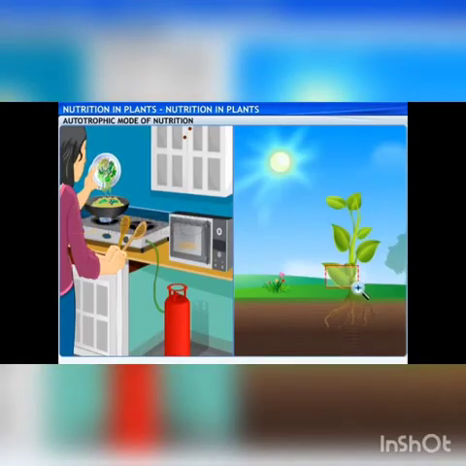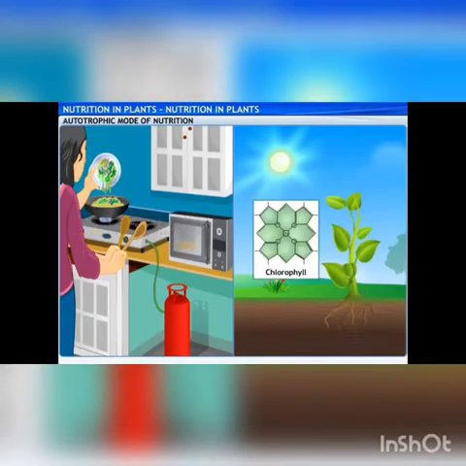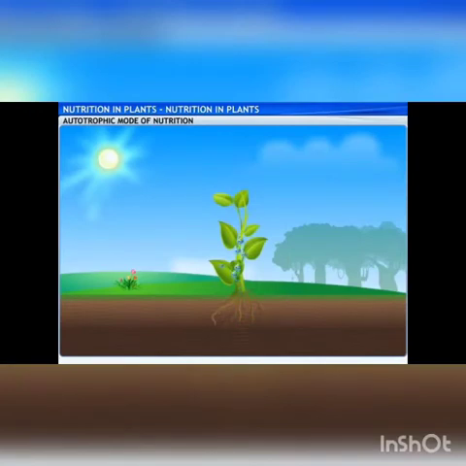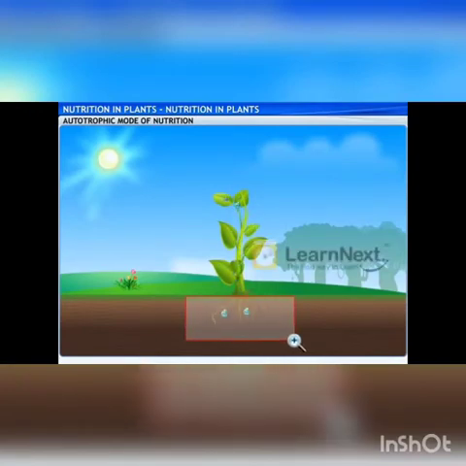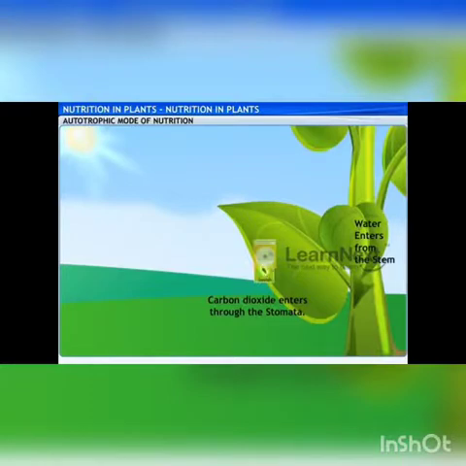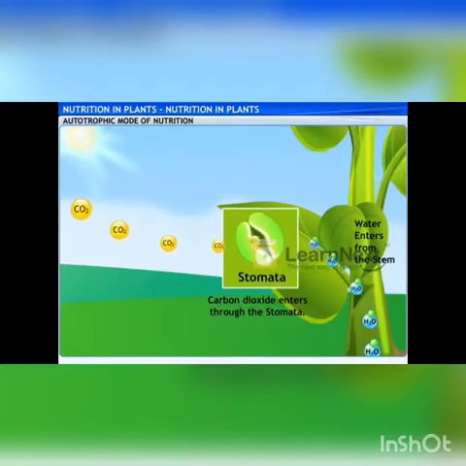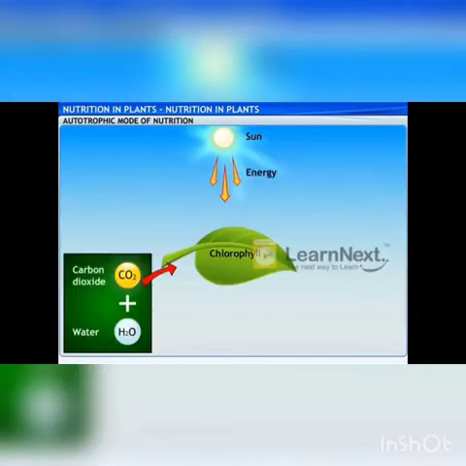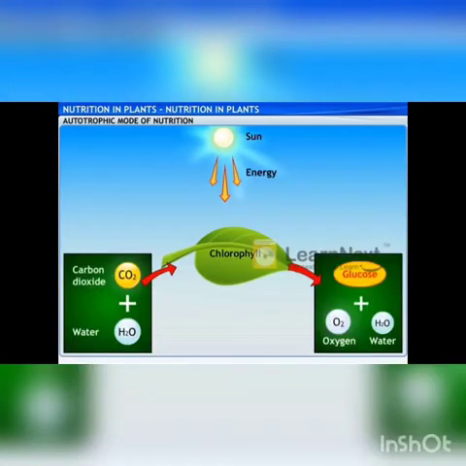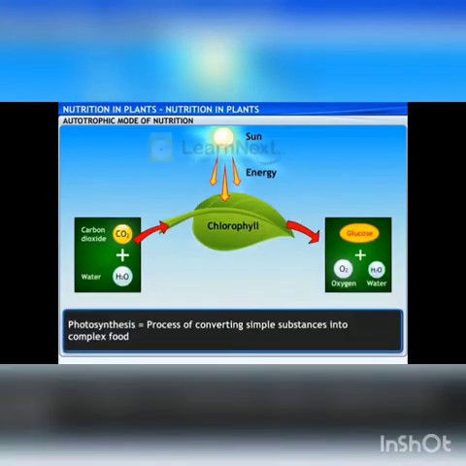Similarly, in plants, the green pigments called chlorophyll collect simple substances like water and salts from the soil, carbon dioxide from the air, and using sunlight as a source of energy, convert the simple substances into complex food for the plant. This process is called photosynthesis.